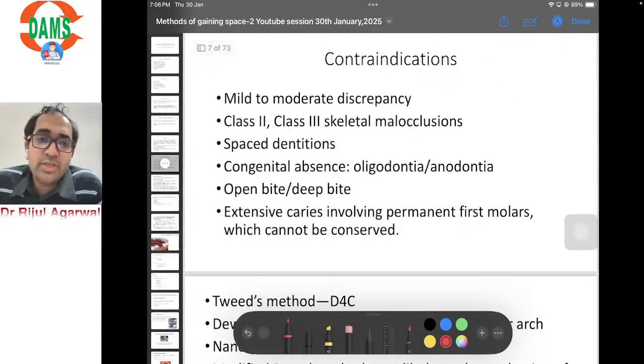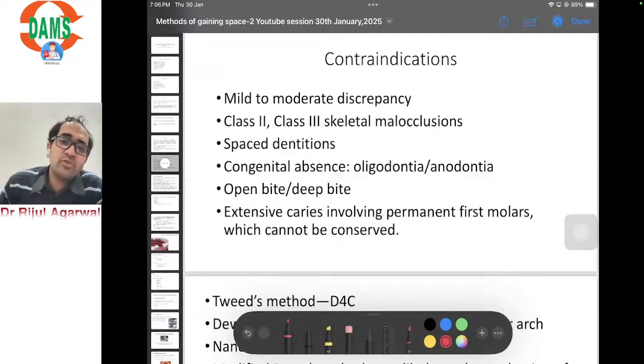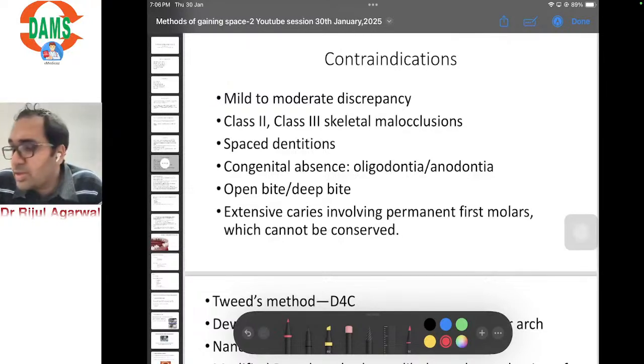What are the contraindications? A discrepancy that is mild to moderate, that is less than 5 mm. Class 2 or class 3 skeletal malocclusion: if there is skeletal malocclusion, then we cannot go for serial extraction; we have to solve this problem through functional appliance. Spaced dentition. Congenital absence, that is oligodontia or anodontia: the teeth are already absent, so we cannot go for more extraction of teeth. The presence of open or deep bite. Extensive caries involving permanent first molars which cannot be saved.